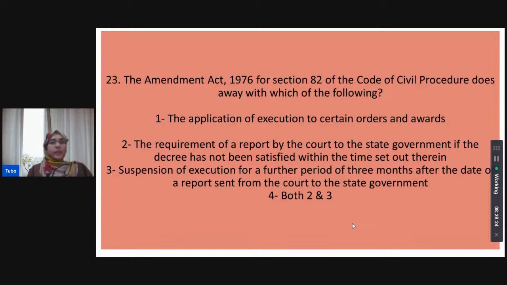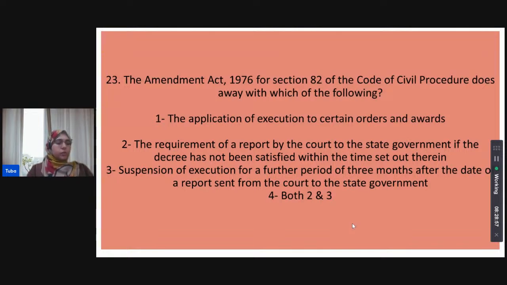The Amendment Act of 1976 for Section 82 of CPC did away with which of the following? Did it do away with the application of execution to certain orders and awards? Did it do away with the requirement of a report by the court to the state government if the decree has not been satisfied within the time set out therein? Did it do away with the suspension of execution for a further period of 3 months after the date of report being sent from the court to the state government? Or did it do away with both options 2 and 4?